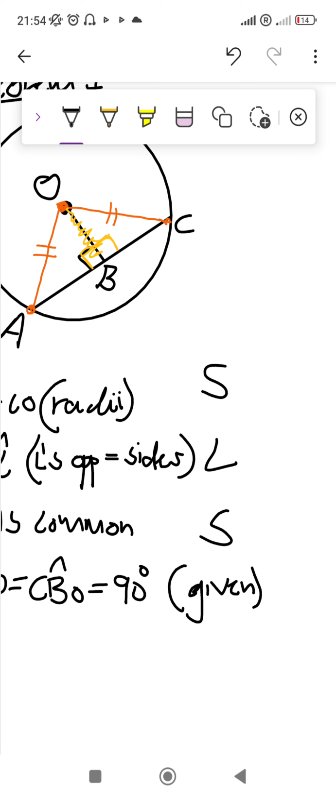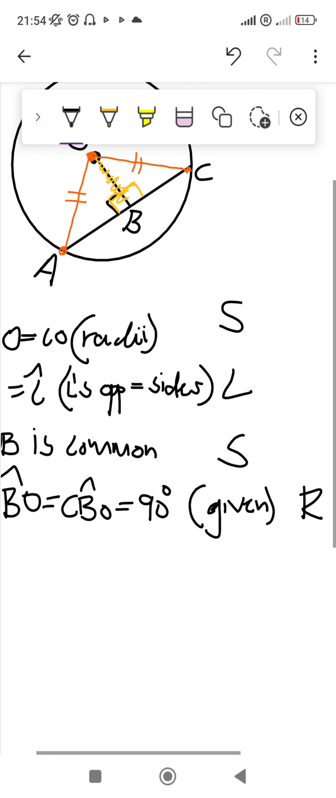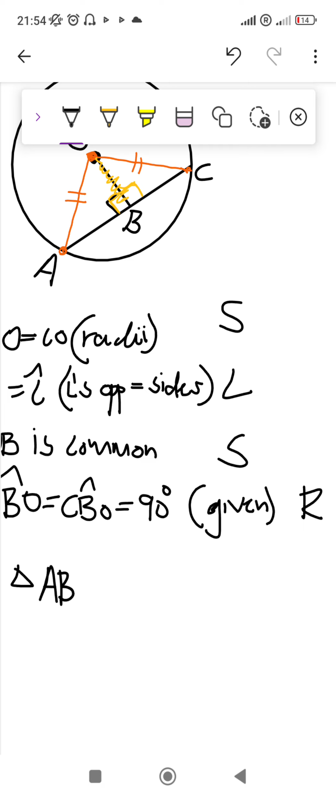All right, so here we have our right angle. So now the reason that we are going to use is the right angle, the hypotenuse and our common side. So we are going to say triangle ABO is congruent, and congruent is three horizontal lines like that, to triangle CBO, and our reason is right angle hypotenuse side. Great. So we've proven congruency.